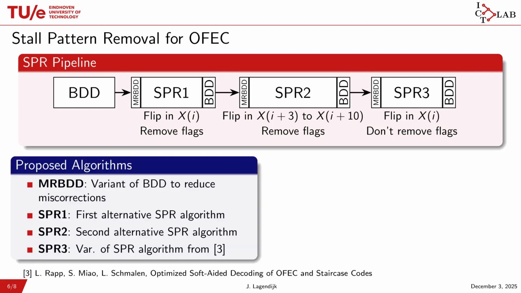MRBDD, which is a special version of bounded distance decoding. It's a very small change, but it's very necessary. And then of the 3 stall pattern removal algorithms, SPR1 and SPR2 are novel. And SPR3 is a variation of the algorithm proposed in reference 3, with some changes added to remove a slightly larger set of stall patterns.